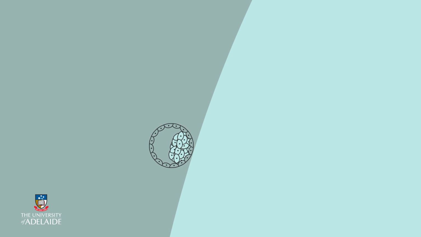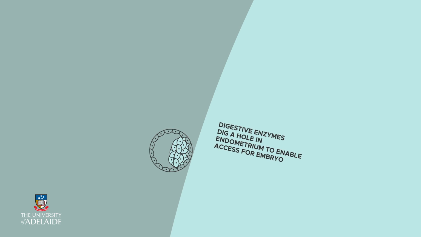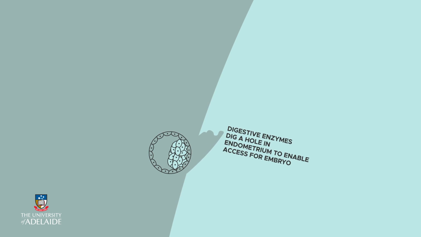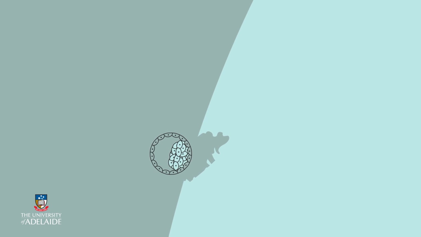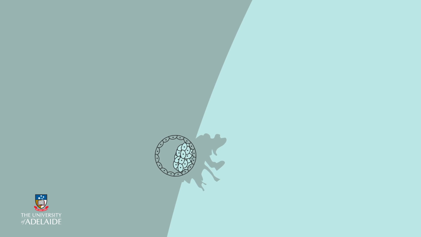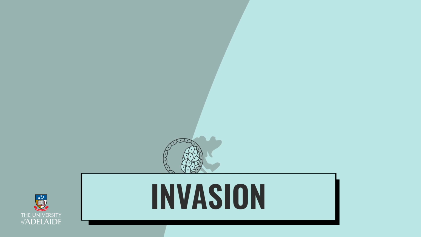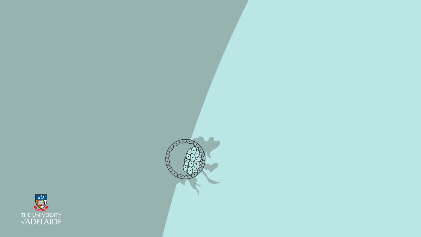Following this attachment, the cells of the trophoblast begin to release digestive enzymes that dig a hole inside the endometrium to enable access for the developing embryo. These trophoblast cells start invading between the endometrial cells, which initially attaches the blastocyst to the uterine surface and then gradually buries itself deeper into the uterine wall. This is called invasion, and during this time, more changes take place to the cellular trophoblast.